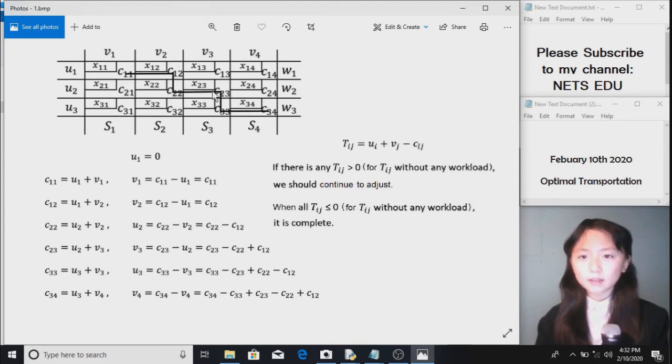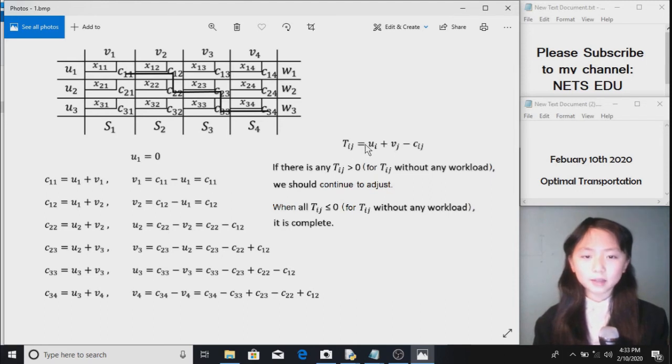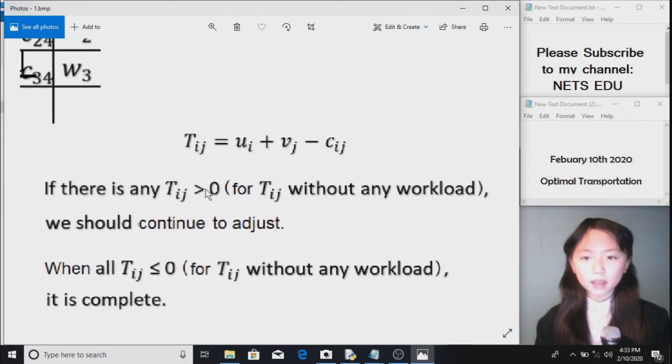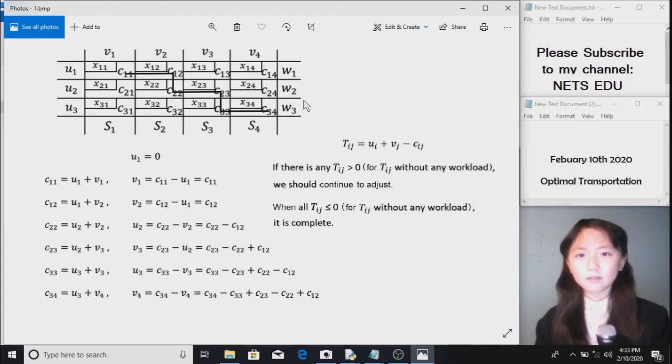Here I find the value of V3. Then I find the value of U3. Then I find the value of V4. The way we test whether or not we should change the value of x in any of these squares is Tij, where i is the row and j is the column, equals the u of that row plus the v of that column minus the cost of that square. If there's any Tij that is greater than 0, we should continue to adjust. So, for example, if T21 is greater than 0, we should adjust X21. And when all of the Tij's are smaller than or equal to 0, our adjusting is complete, and that will be our minimal corner.